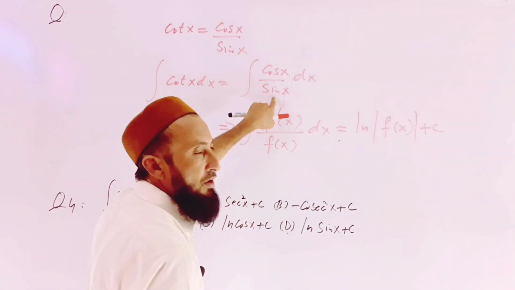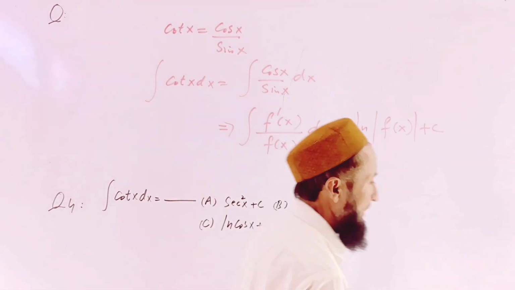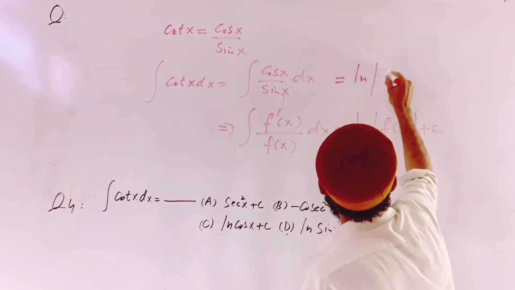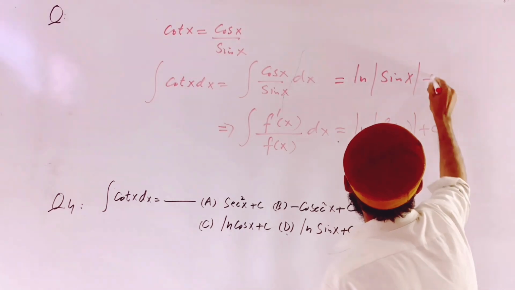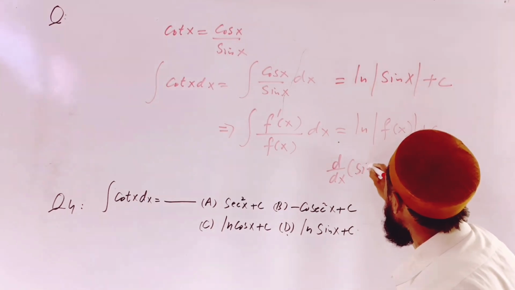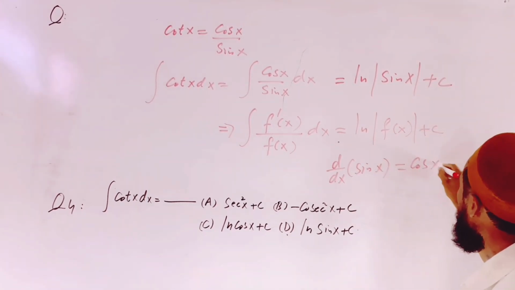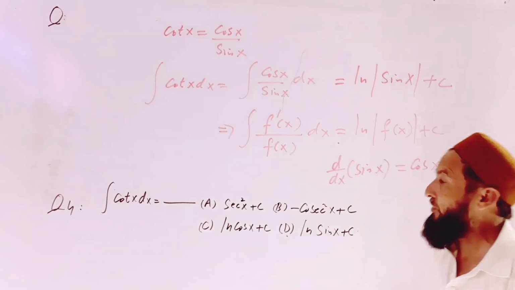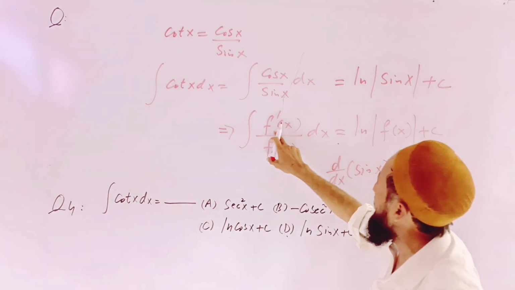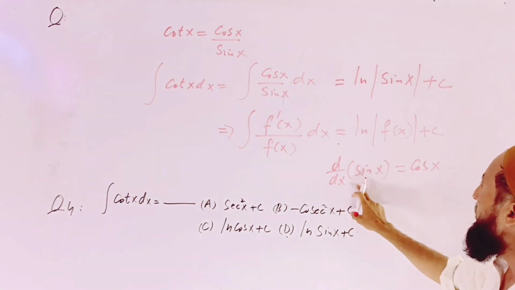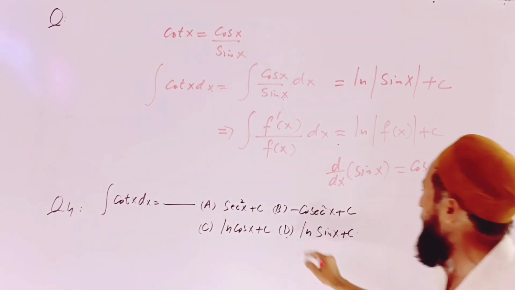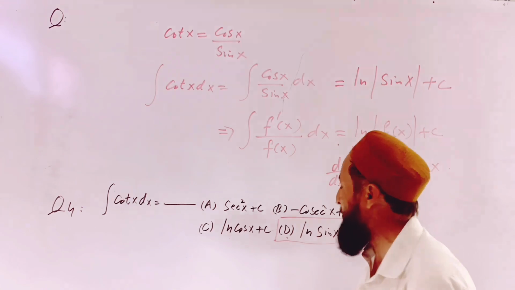Similarly, the derivative of sin x is equal to cos x. So according to this formula we can write log of sin x plus c, because we know that the derivative of sin x is equal to cos x. In the numerator f dash is available, represented by f dash x, and this is the function f of x. So we can write log of f of x, which means log of sin of x. So option D is the correct option.